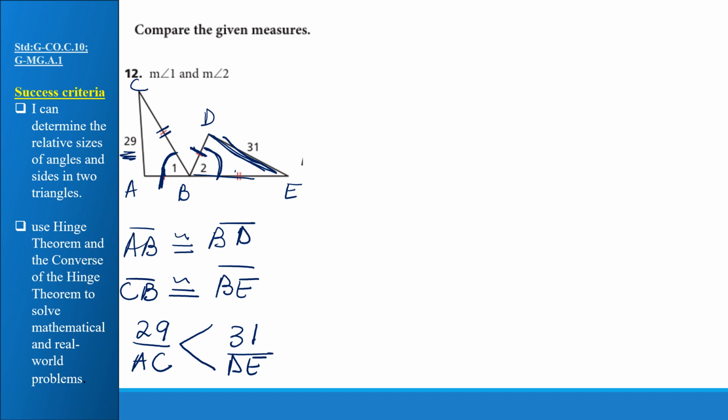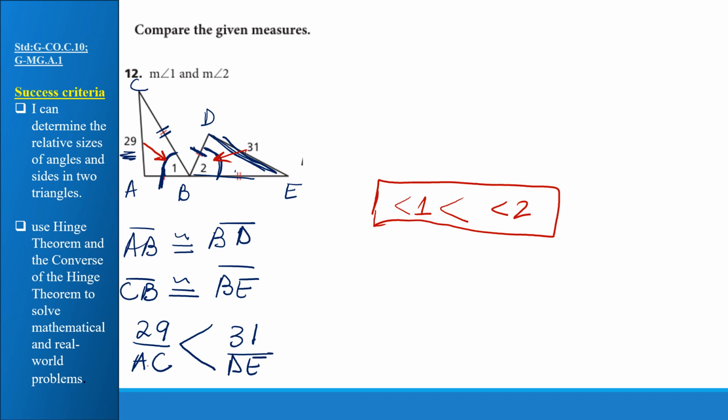So now to compare their included angles, check here. Angle 1 is opposite the 29 side. If 29 is smaller, the angle will also be smaller. Opposite to 31 is angle 2. So based on the sides, you can compare the included angles, and based on the included angles, you can compare the opposite sides of the triangles. So angle 1 is less than angle 2.